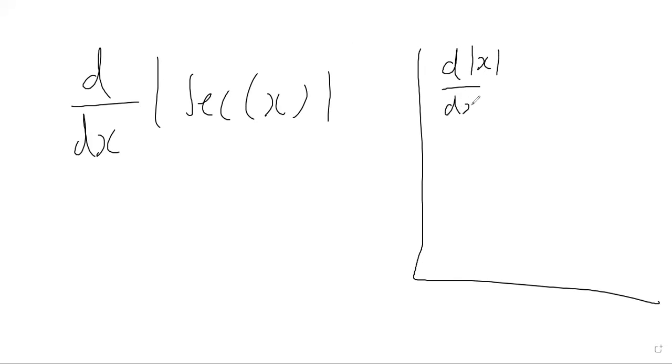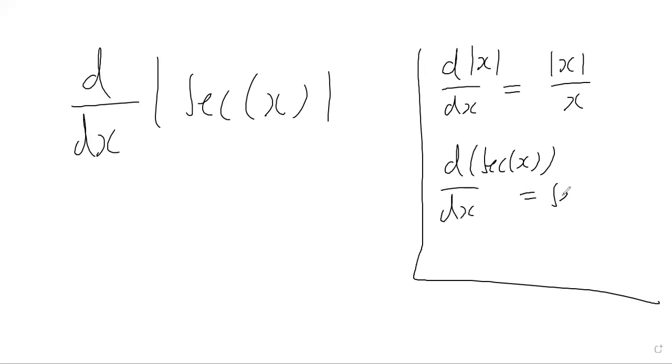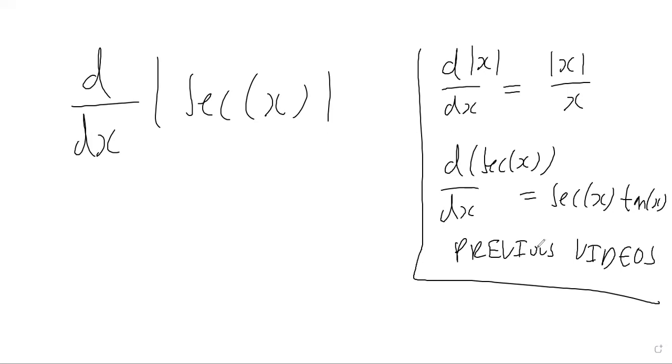When we differentiate the modulus function, as we showed in a previous video, we get the modulus of x divided by x. And when we differentiate sec of x, we get sec times tan. So these are two results from previous videos, and we can use these results in this example here. So this is going to be a case of using the chain rule. Let's do this on a new page.